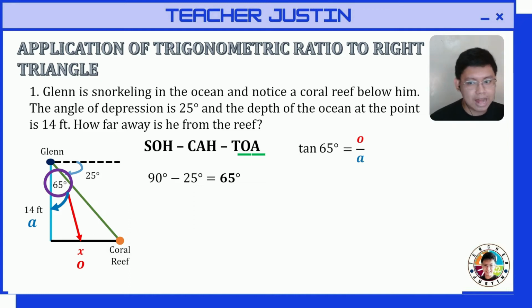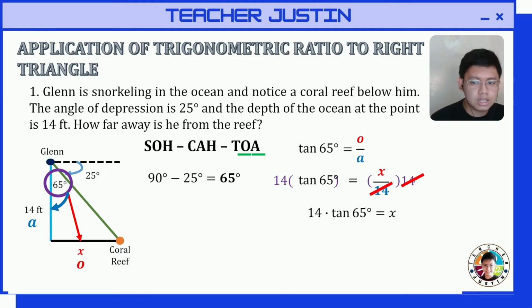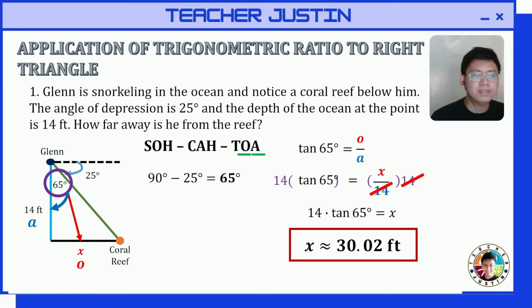So let's substitute their values. That will give us tangent 65 degrees is equal to x over 14. Now let's isolate the variable x by multiplying both sides by 14. So canceling that will give us 14 times tangent 65 degrees is equal to x. Let's use our scientific calculator and compute for 14 times tangent 65 degrees, giving us the value of x, which is the distance between Glenn and the reef. And the answer will be 30.02 feet. And that will be our final answer.